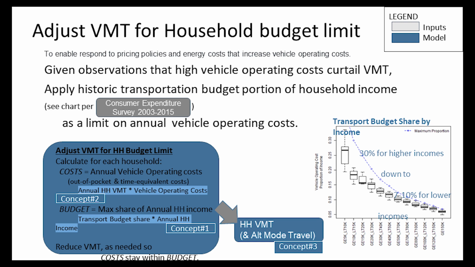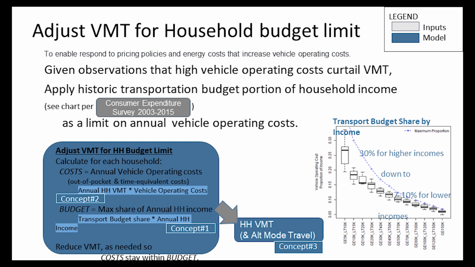You can see that that declines with income, so at the high end you're in the 30% range, in the lower range you're at the 7 to 10% range. If you have a household with a certain income, if your vehicle costs start to hit those ceilings, and you can see they're higher than the actual data, that blue line that we're using is higher. If you hit the ceiling, then we will start to reduce your VMT.